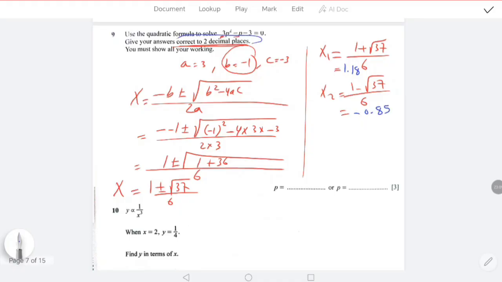Look here, 2 decimal places. If you do not round it to 2 decimal places, it will be incorrect, so they will deduct 1 mark. So take care, please. Negative 0.85.